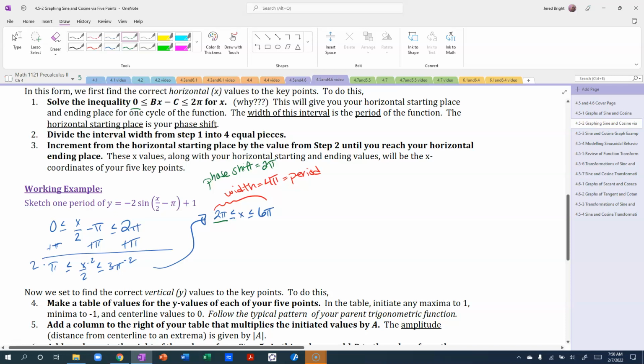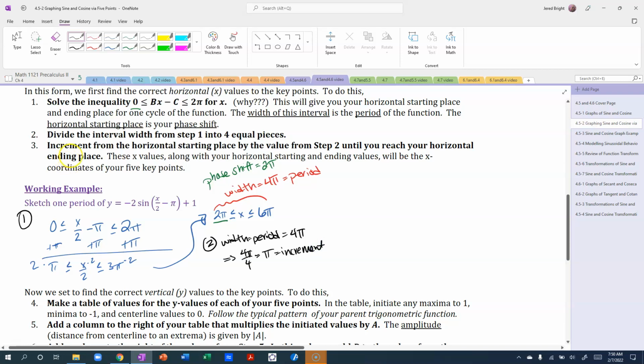All right, so then step 2. So this is all step 1 yet. So step 2 says take the interval width. Okay, so I found that width, or the period, to be 4 pi, and divide that into 4 pieces. So I take that and divide 4 pi into 4, and so I get pi, and this is the increments. Okay, so when I'm making my graph, I'm going to enumerate along the horizontal axis by pi.